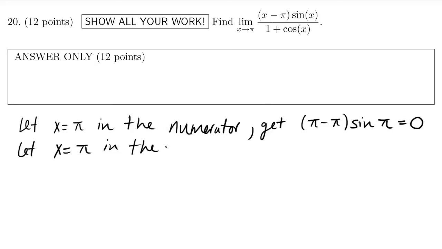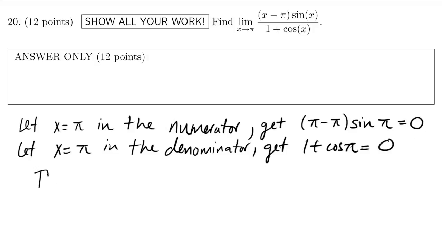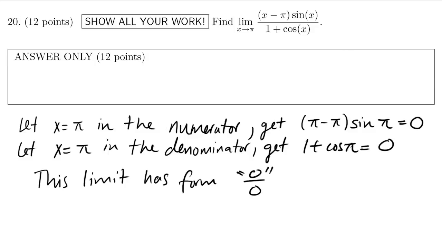Why don't we let x equal pi in the denominator now and see what we get? We get 1 plus cos pi, which is 1 plus negative 1, which is also 0. So this limit has the form 0 over 0. So that means we may apply L'Hopital's rule. It's always good to justify the reason you're allowed to use L'Hopital's rule. If the limit doesn't have the form 0 over 0 or plus or minus infinity over plus or minus infinity, you cannot use L'Hopital's rule and you'll get wrong answers.